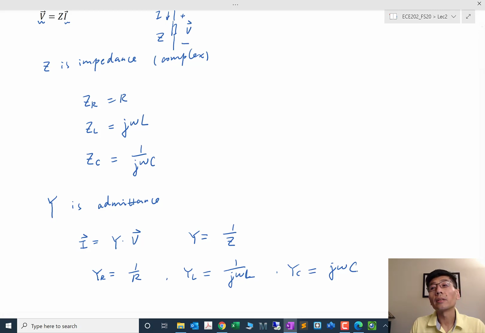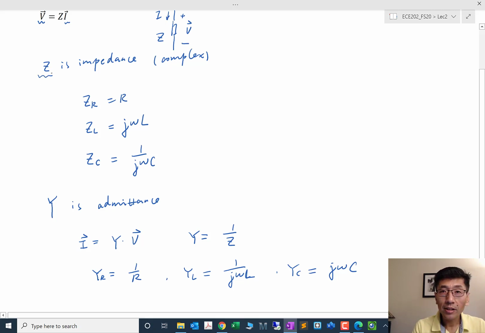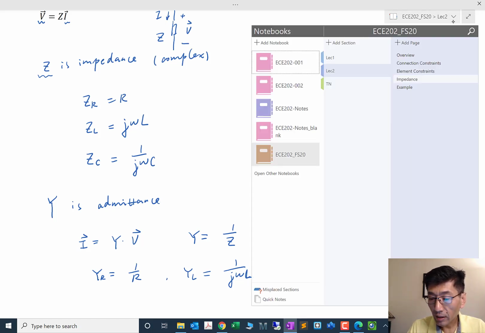As we do parallel connections, we will see the admittance makes the equations more compact and intuitive also. Most of us are more intuitively connected with Z and less with Y, but we should make friends with Y as well. Okay, that's the concept of impedance.